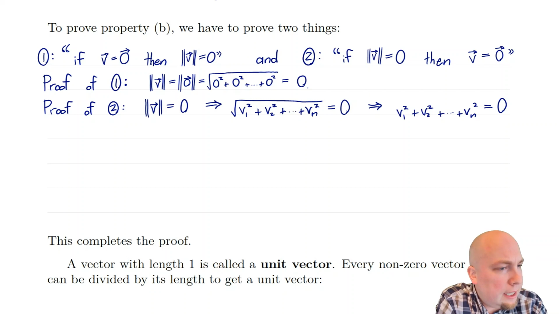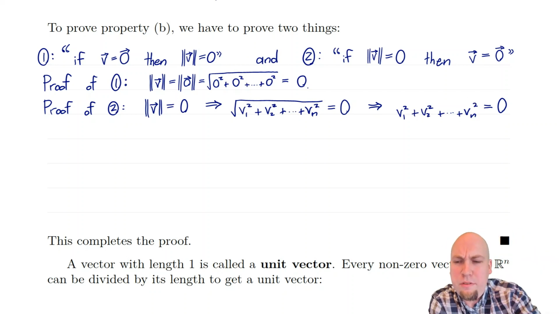Okay, and now I look at this expression over here. And what do I have? Well, I have some number squared plus some number squared and so on, plus some number squared equals 0. But what do I know about the square of numbers?